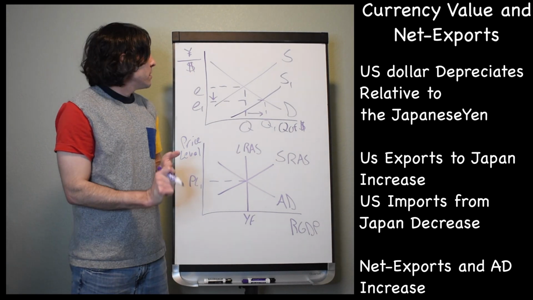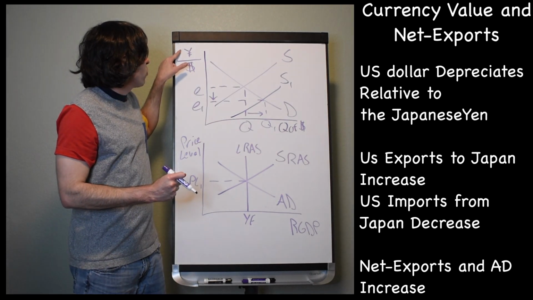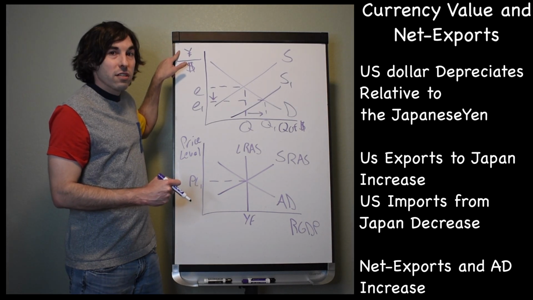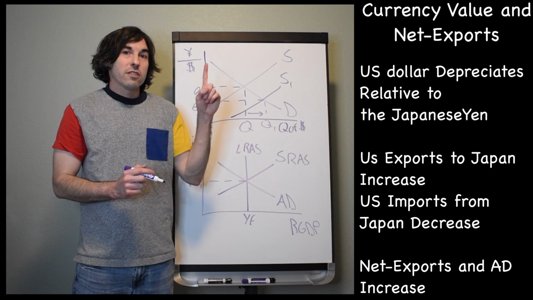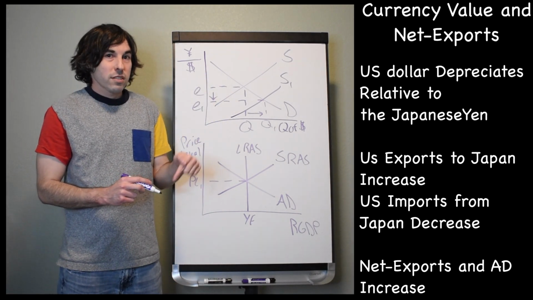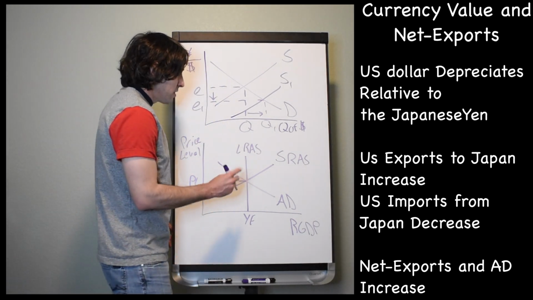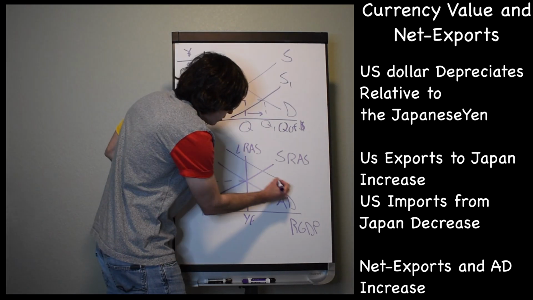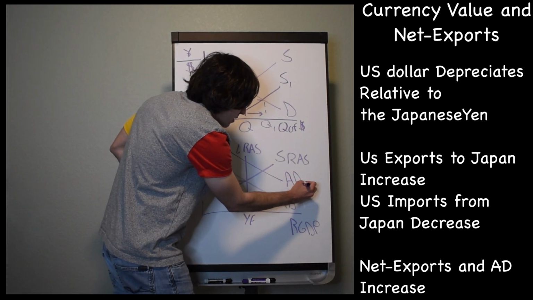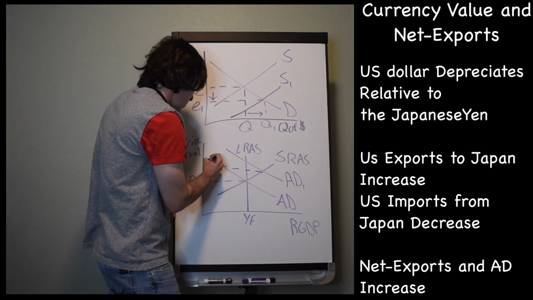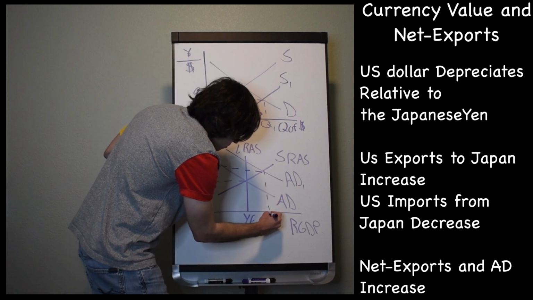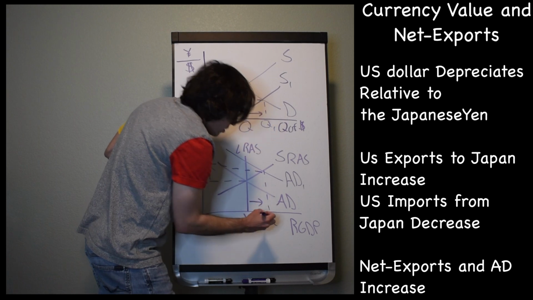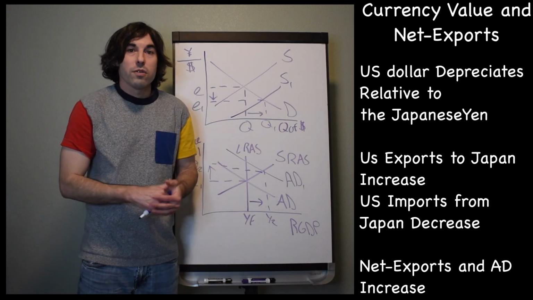And that'll make Japanese importers import more US goods because now it'll take fewer yen to buy a dollar. And if we have an increase in exports and a decrease in imports, aggregate demand is going to increase because net exports are rising, and it'll shift to the right. That's a terrible A. And we'll end up in an inflationary gap with higher price level and an increasing GDP and an unemployment rate that's going down.